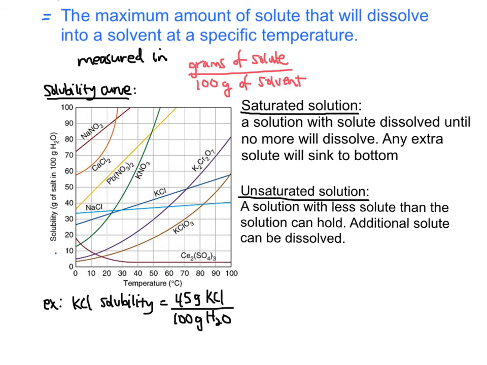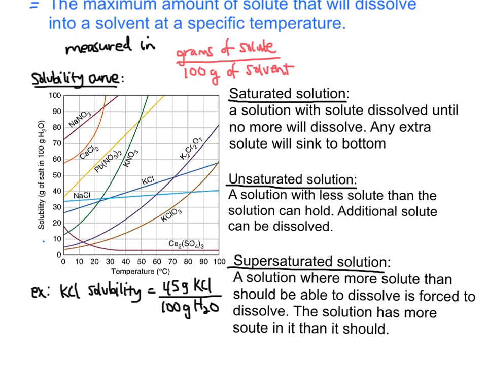Then there are unsaturated solutions. So an unsaturated solution is a solution with less solute than a saturated solution. So you can dissolve more. So you can just put another teaspoon of sugar in that cup of tea and you know that it's going to dissolve into it. It's not going to just stop dissolving the sugar and the sugar will sink to the bottom. It can hold more.